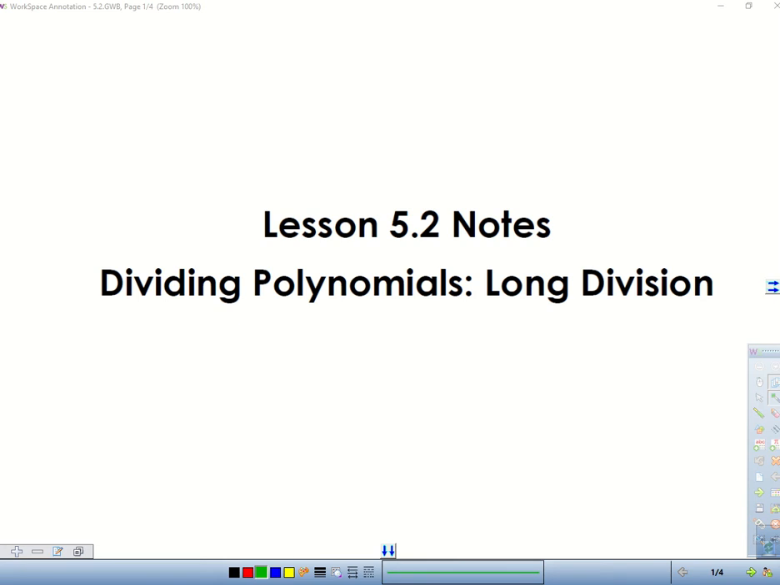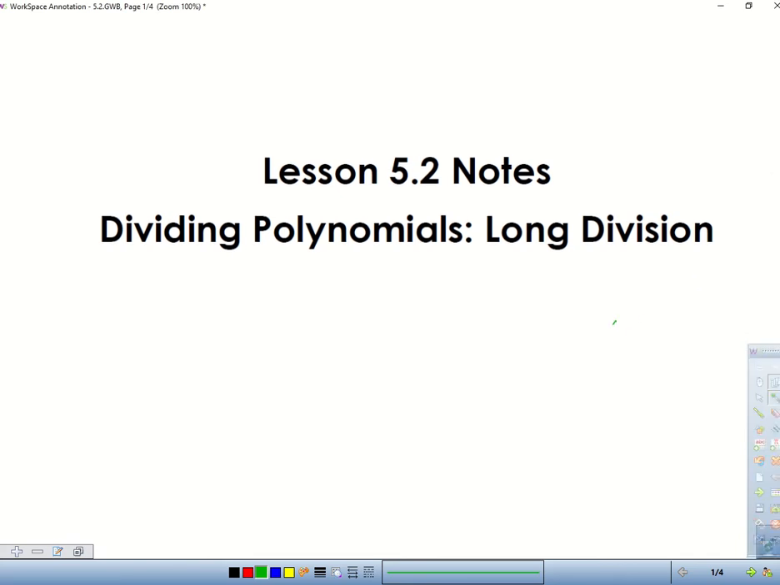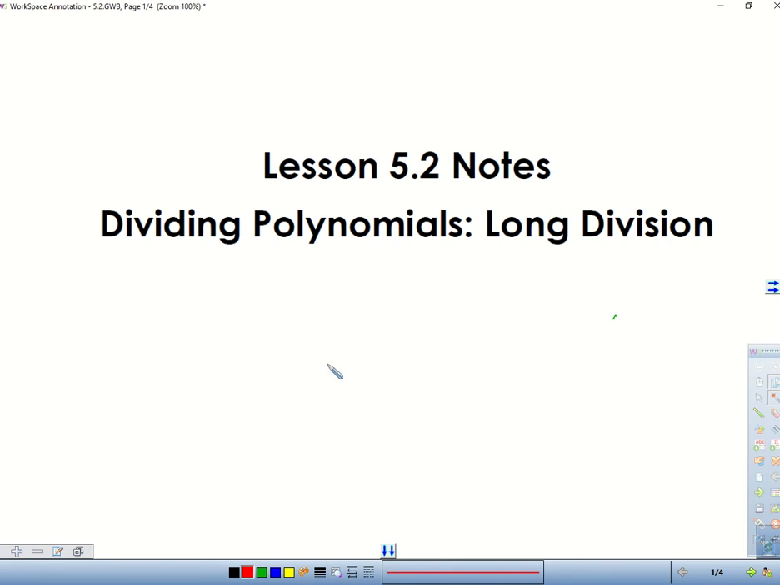So today we're going to start with dividing polynomials, long division. Before we get started on any of the algebraic examples, I just want to refresh your memory about long division in general, because it pretty much follows a very, very similar procedure to regular long division. So you don't have to write this, just follow along.